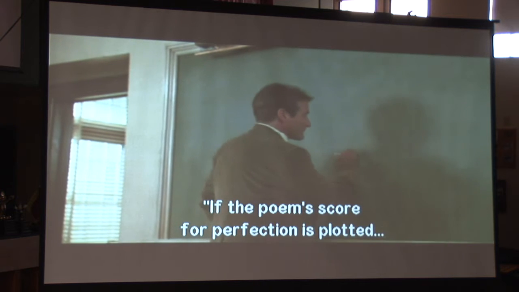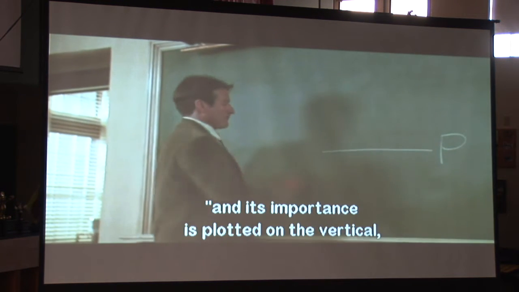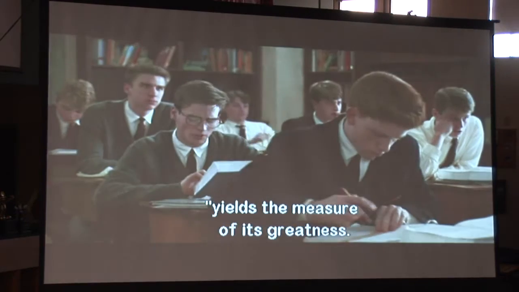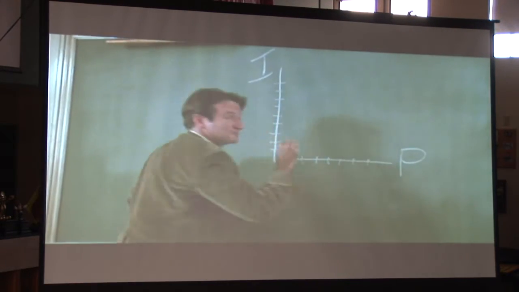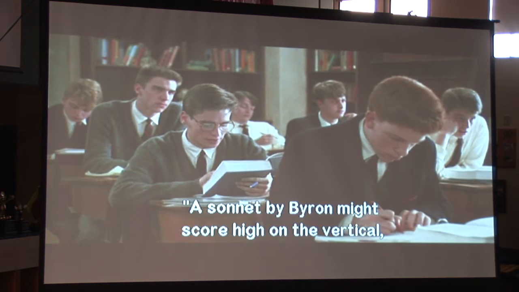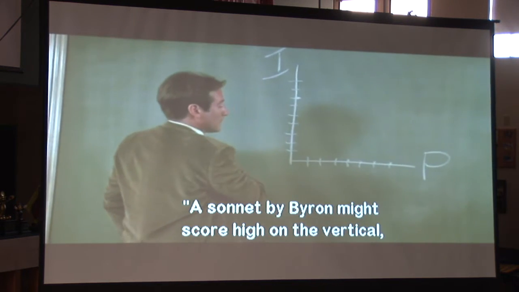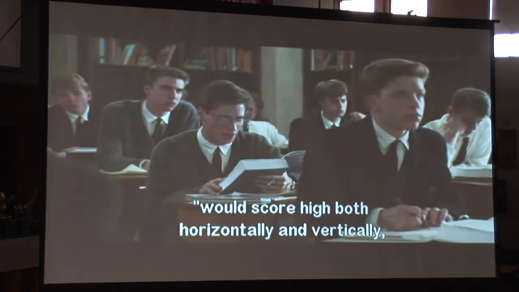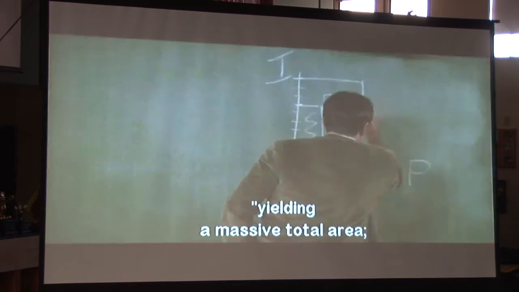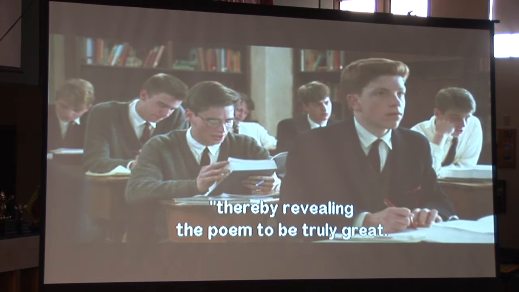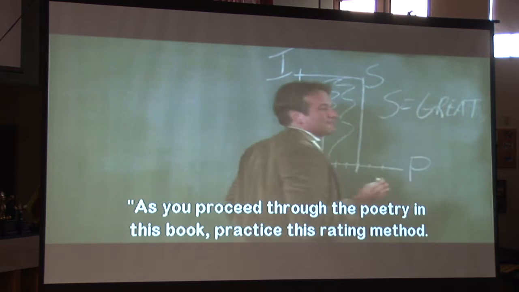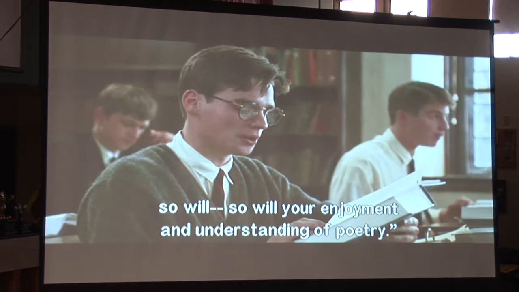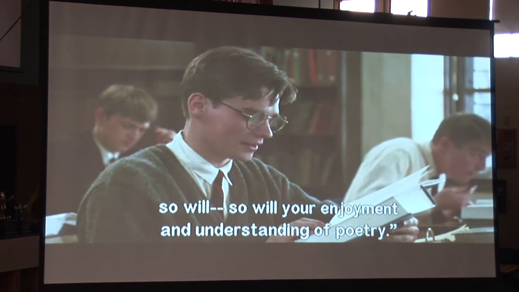If the poem's score for perfection is plotted on the horizontal of a graph, and its importance is plotted on the vertical, then calculating the total area of the poem yields the measure of its greatness. A sonnet by Byron might score high on the vertical, but only average on the horizontal. A Shakespearean sonnet, on the other hand, would score high both horizontally and vertically, yielding a massive total area, thereby revealing the poem to be truly great. As you proceed through the poetry in this book, practice this rating method. As your ability to evaluate poems in this manner grows, so will your enjoyment and understanding of poetry.